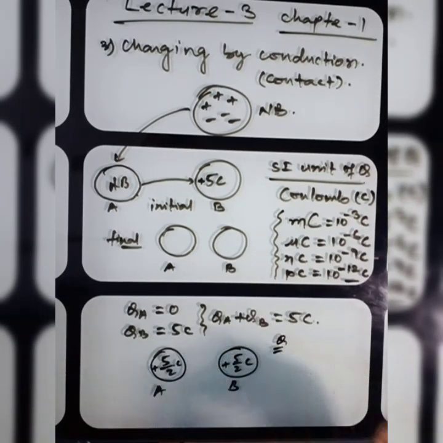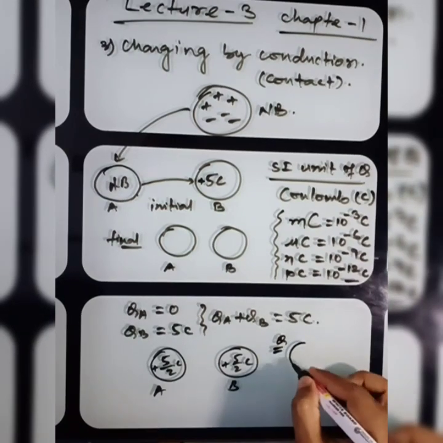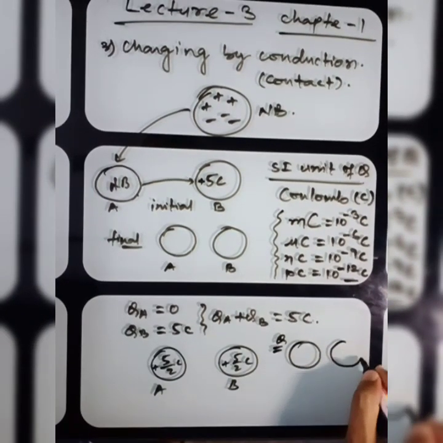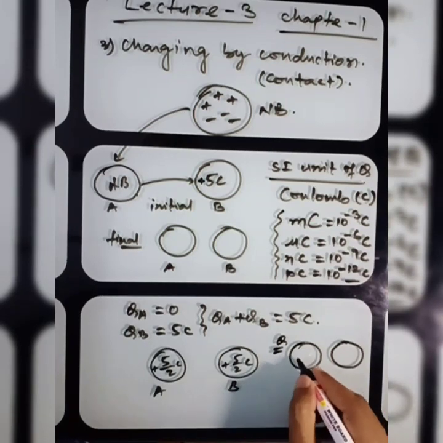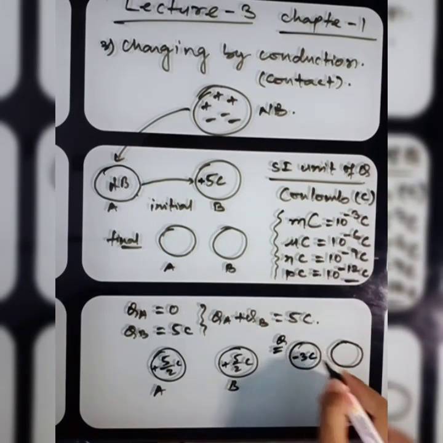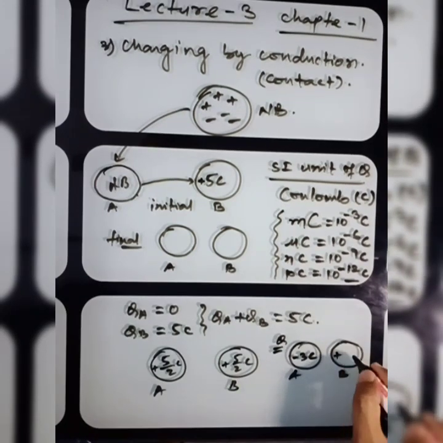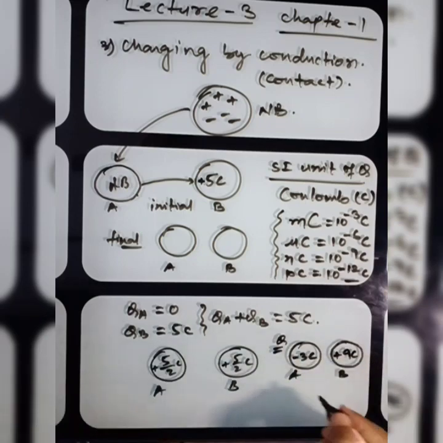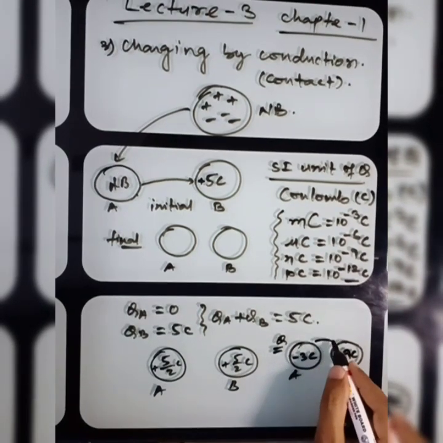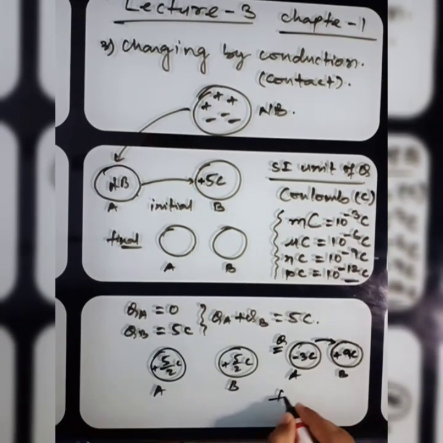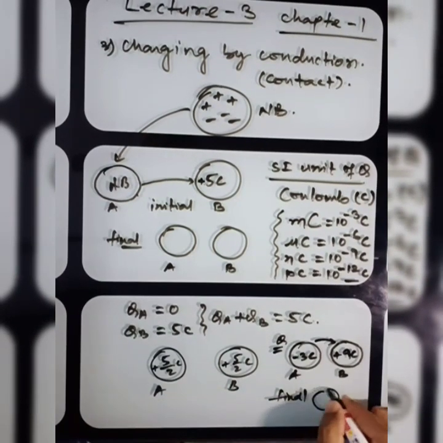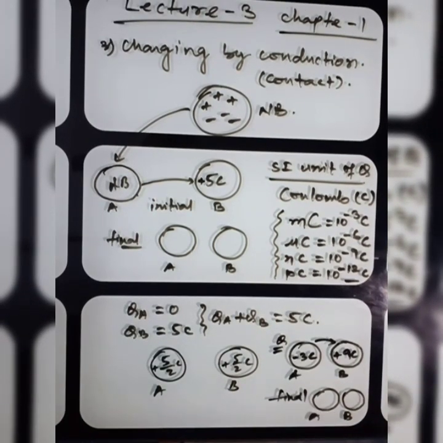The question is, you have two bodies, A and B. Body A has minus 3 Coulomb and body B has plus 9 Coulomb. After making contact with body B, what will be the final charge on bodies A and B? Try to solve by yourself.